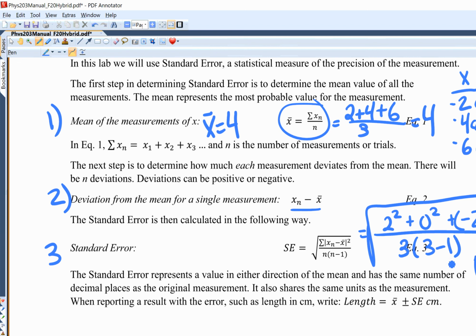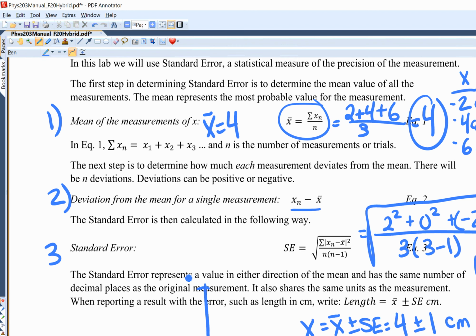So when I write my value for x, I would say that x is equal to x bar plus or minus the standard error, which is going to be my mean, which is 4, plus or minus 1 centimeter. So if I have a value for x that is equal to 4, then I would have my data point here, but then I would have error bars on that are 1 centimeter in either direction. Okay, so that's how we calculate standard error and the deviation and the mean.